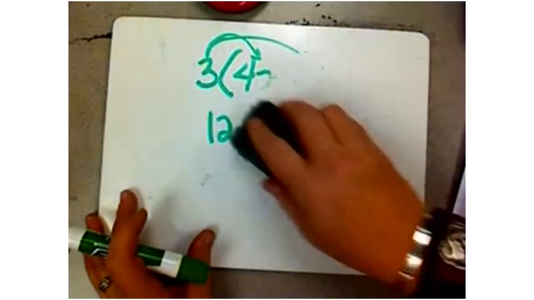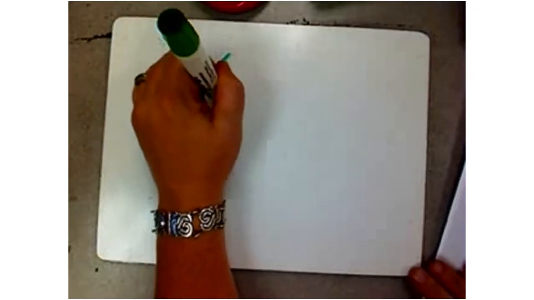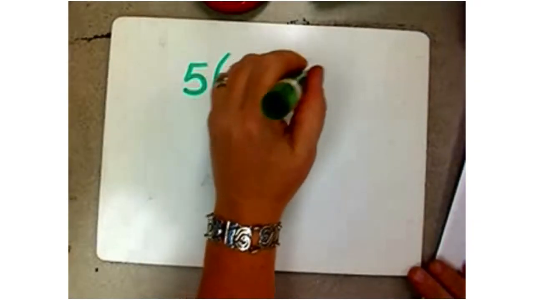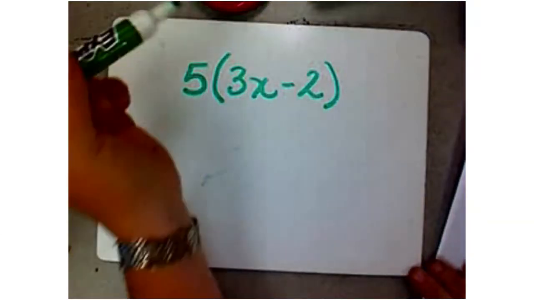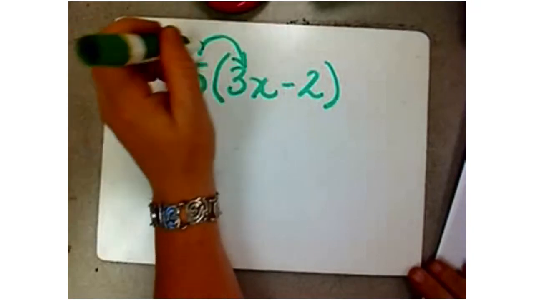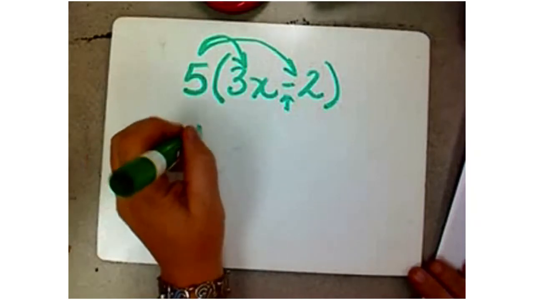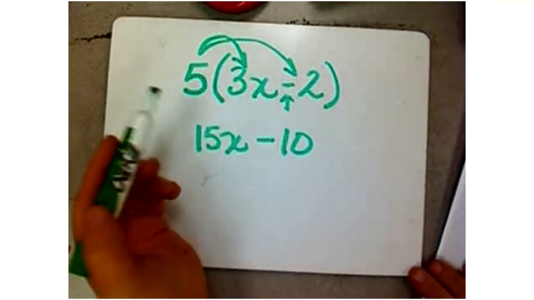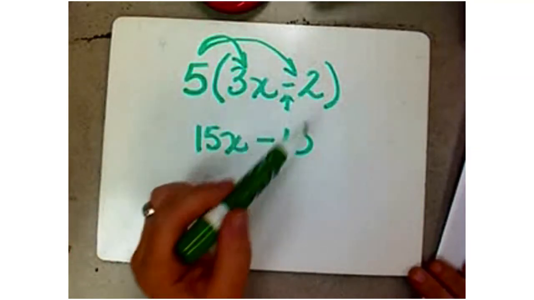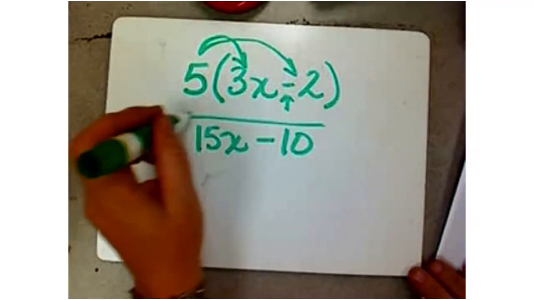It works the same way with subtraction. It doesn't matter if there's subtraction in our parentheses. So at the very bottom of page 190, it has 5(3x - 2). So we do 5 times 3x and 5 times 2, and we keep that minus in between them. So 5 times 3x is 15x. 5 times negative 2 is negative 10, or 5 times 2 is 10, and pull the minus down. So this distributes to 15x - 10.